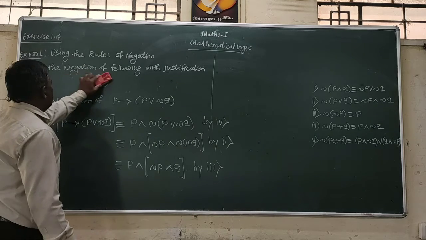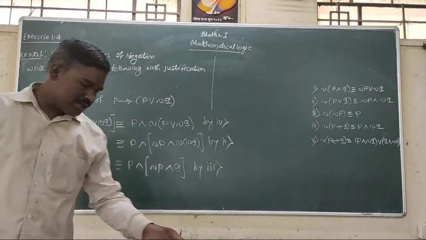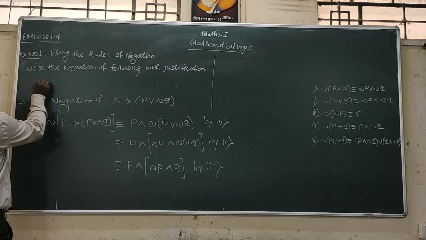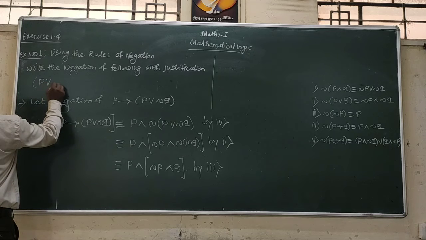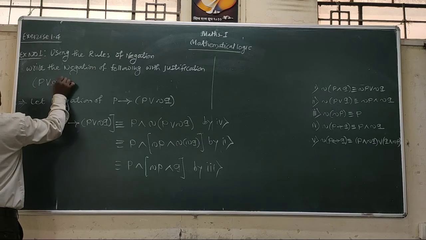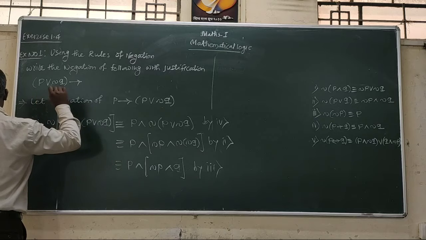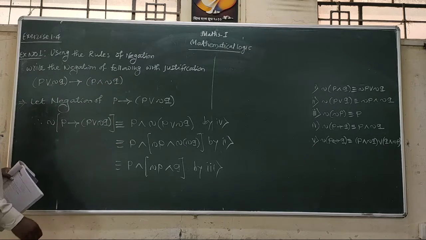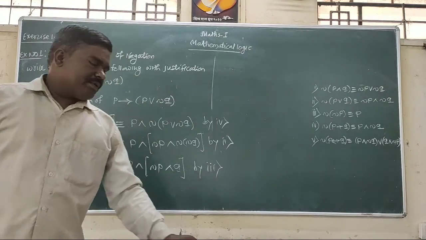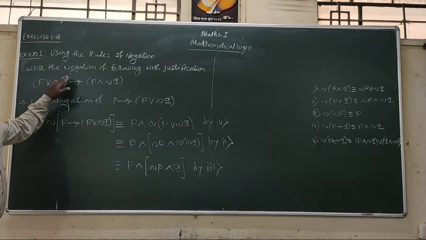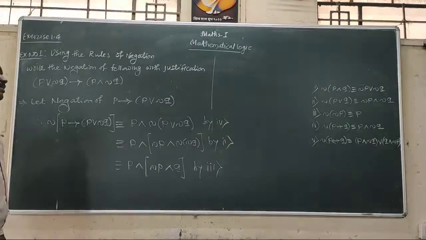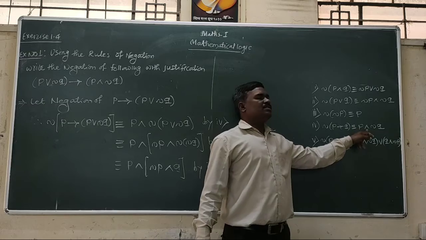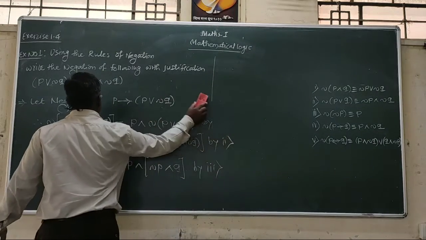Again, take one more example. The example is in bracket p disjunction negation of q implies p conjunction negation of q. Therefore, here the implication of first bracket implies second bracket, like its negation. Again, use the rule number 4: negation of the implication is p conjunction negation of q. Therefore, write down here.